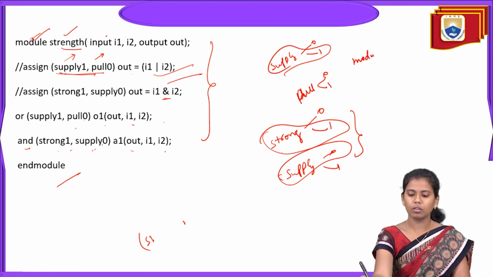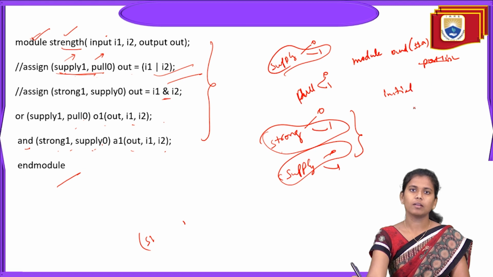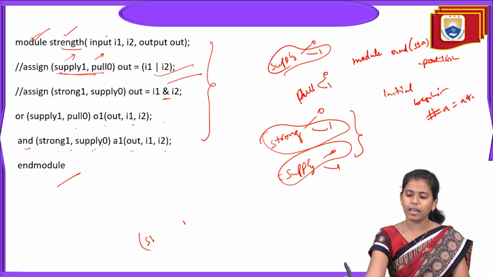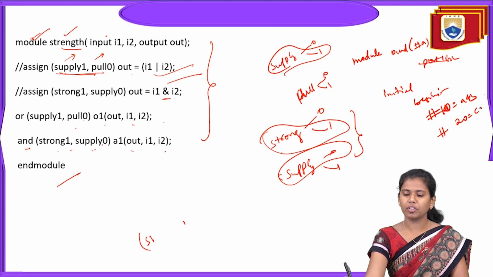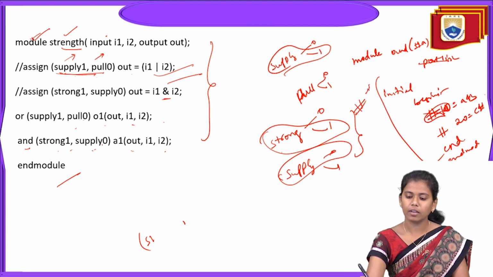Here, module, AND gate, and here the delay, and it goes with the port list, right? And then initial begin, again delay A and B, delay of 10 nanoseconds, which equals A and B, delay of 20 nanoseconds C and D, and finally end, here end module. So this is what we used to write in terms of delays.